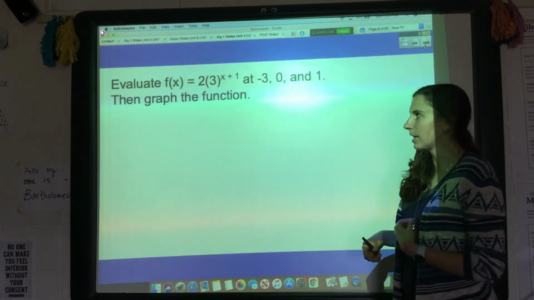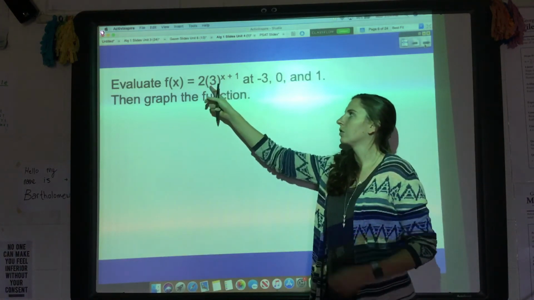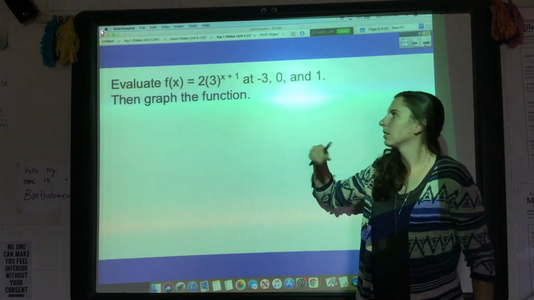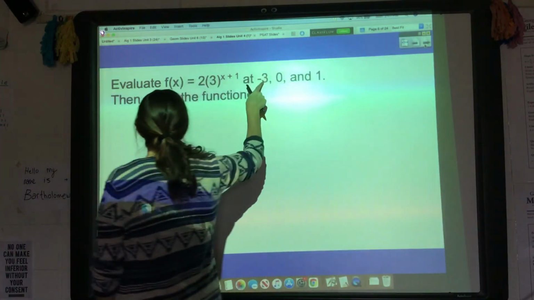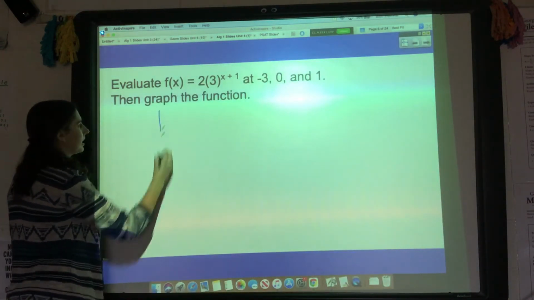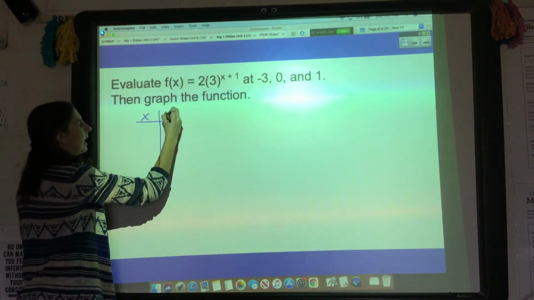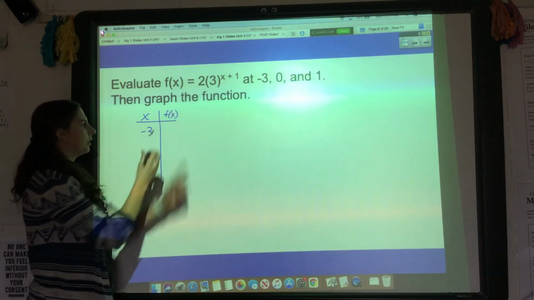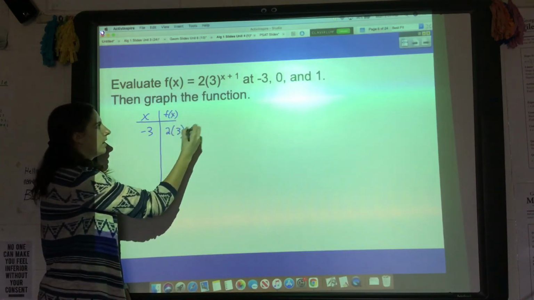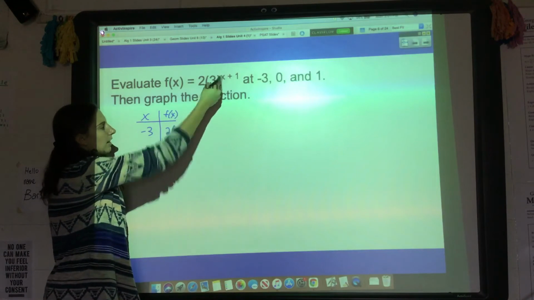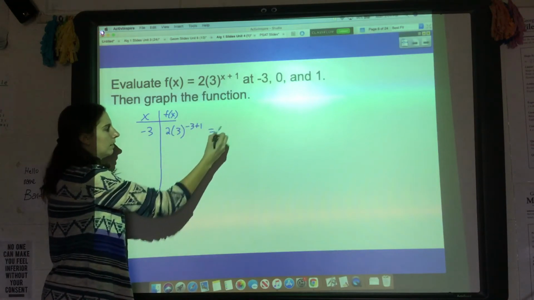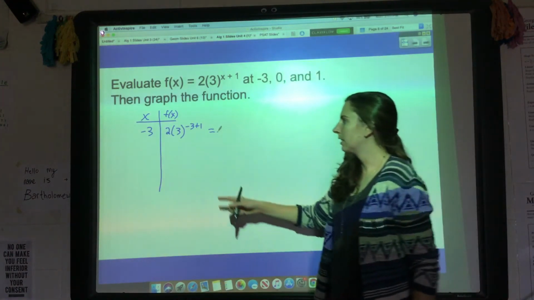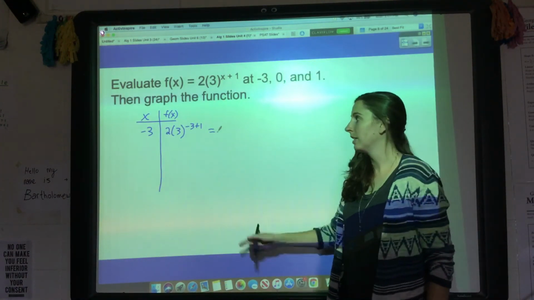First of all, for this example, I want to evaluate this function at these three values. That just means plug it in for x. So if I want to evaluate where it's at -3, let's make a table of inputs and outputs. If I put in -3, I'm going to do 2 times 3 to the power of -3 plus 1. You can just do that in your calculator, but basically, you gotta follow order of operations.